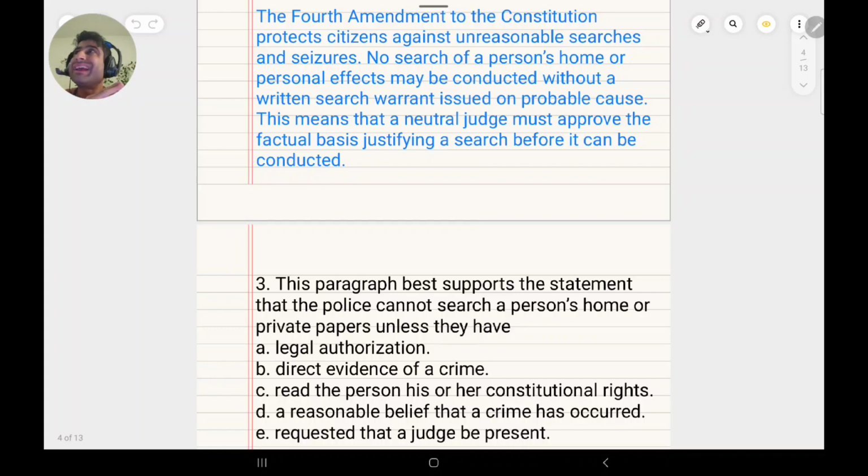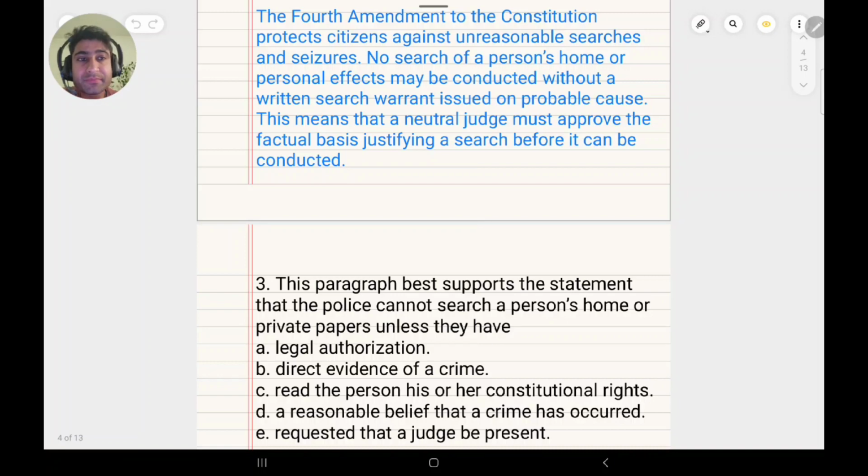No house, irrespective of who the person is, what the background of the person is, you have to have this search warrant. This means that a neutral judge must approve the factual basis justifying a search before it can be conducted. A neutral judge, the judge who's listening to both ends, must approve the factual basis. He should not get emotional, rather he should understand the facts before justifying this particular conduct, right?